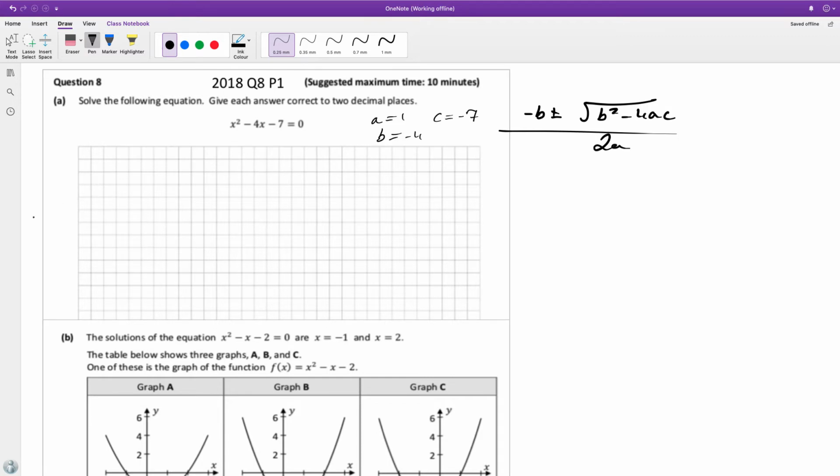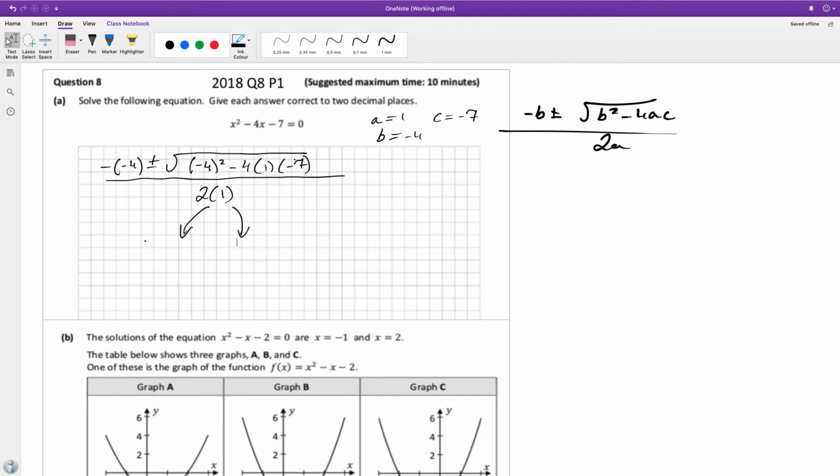4ac all over 2a. So that's minus minus 4 plus or minus the square root of minus 4 squared minus 4 times a, which is 1, times c, which is minus 7, all over 2 times 1. Is that right? And then from there, we put it straight into the calculator.